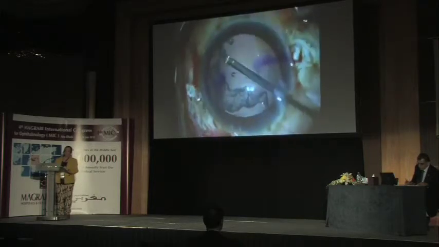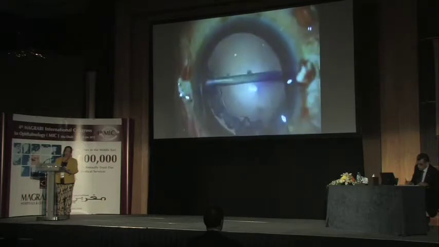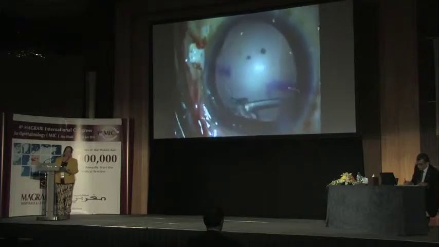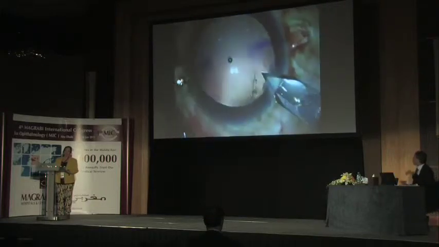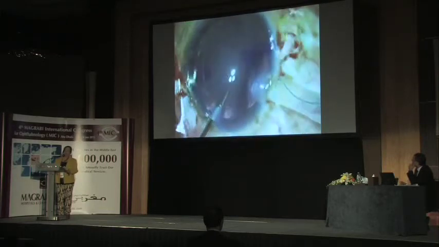Here, since this is a lens which is not at all mature, you can just use the cutter. When you're coming close to the iris, be careful: instead of the cutter, you move on to the aspiration mode and remove the lens matter which is there.